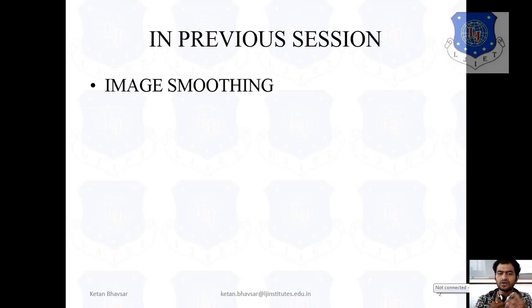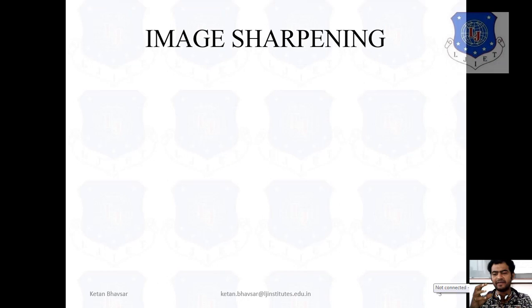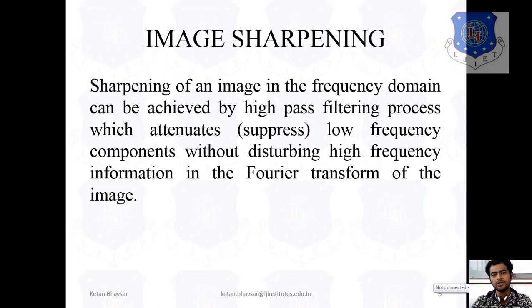And when we work on image sharpening, then we discuss the high frequency content, or the high frequency data. So first of all, when we talk about image sharpening, we consider the high pass content and we are dealing with the high frequency content. Now what is image sharpening? Sharpening of an image in the frequency domain can be achieved by a high pass filtering process, which attenuates, meaning suppresses, the low frequency component without disturbing the high frequency information in the Fourier transform of the image.